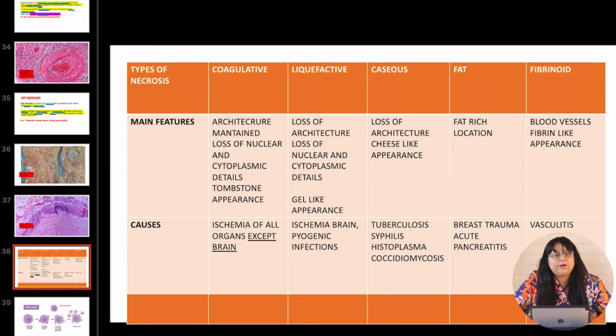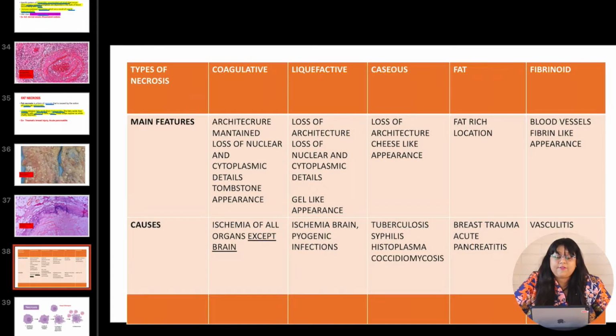Yes, all organs, but not in brain. Another type of necrosis I have told you was liquefactive necrosis. The main feature in liquefactive necrosis is that here the architecture is also lost. So remember, in coagulative necrosis the architecture was maintained, but in liquefactive necrosis there is loss of architecture along with loss of nuclear and cytoplasmic details. And what will the necrosed tissue look like? It will look like a gel-like mass.